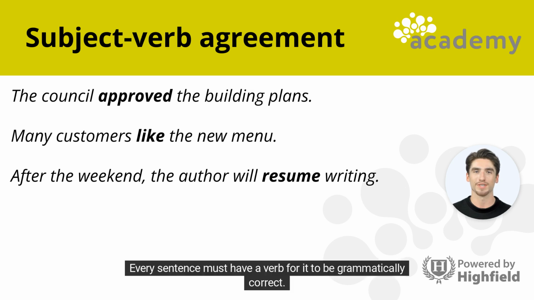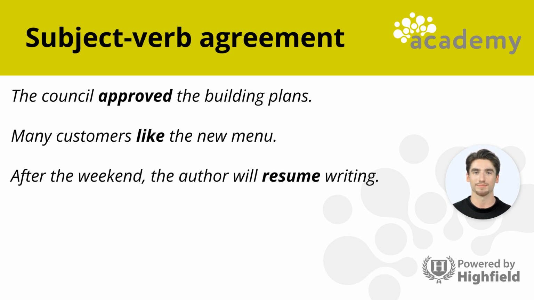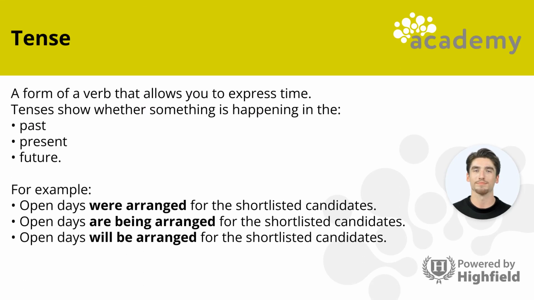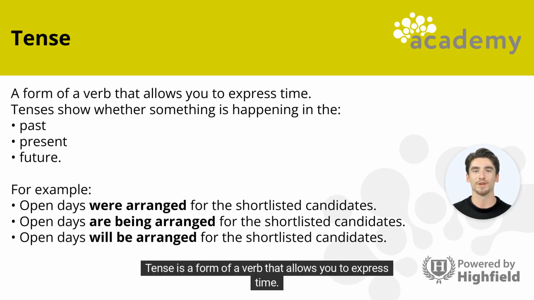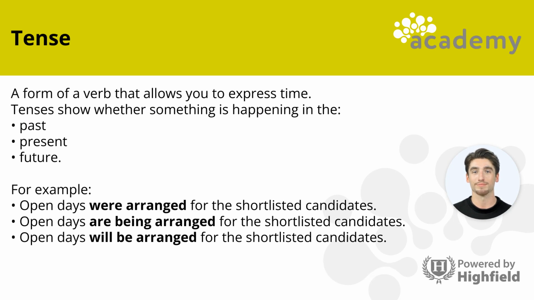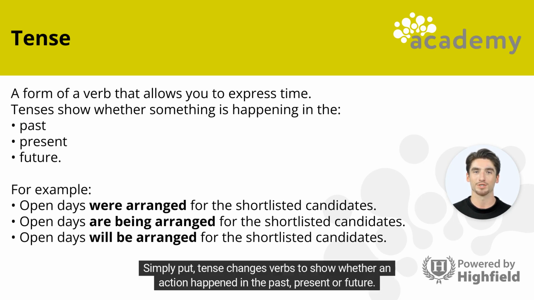Every sentence must have a verb for it to be grammatically correct. Verbs change depending on the tense a text is written in. Tense is a form of a verb that allows you to express time. Simply put, tense changes verbs to show whether an action happened in the past, present, or future.